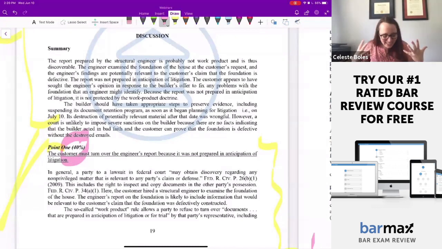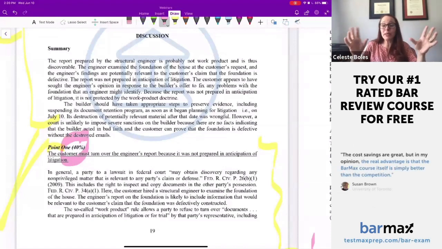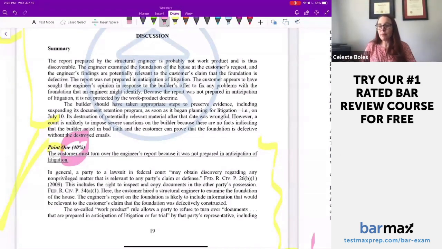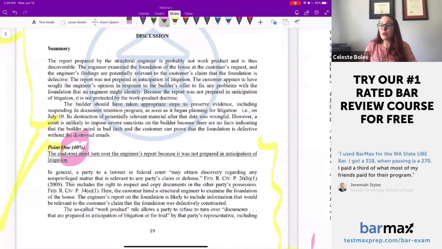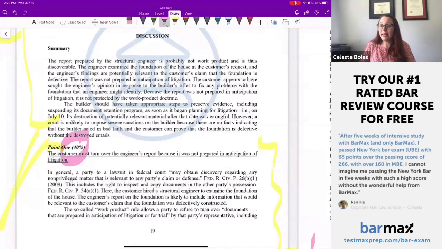Anyway, if you go to the website of BarMax, this is important because you do need your welcome packet, whether you're California or UBE. It's under your profile, that little picture of a person's head. You download your welcome packet there. So again, if you are any one of our programs and you want those essays, reach out to support and they can give it to you.